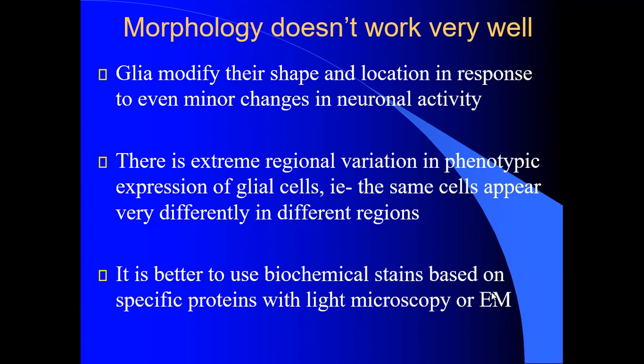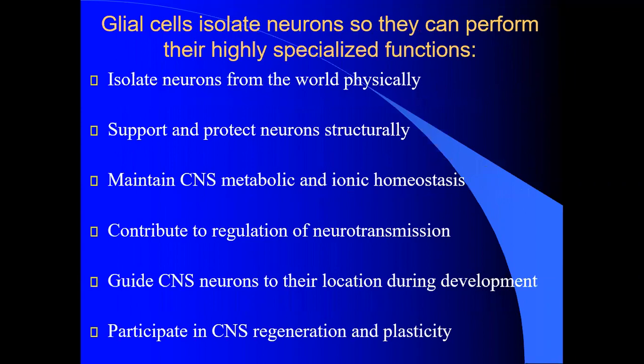For EM, the nuclei look a little bit different, but there's nothing really reliable. I'm going to show you pictures of what the standard classic is, but they are quite variable. And so staining is important for glia. It is the case, so Virchow was certainly onto something, and it is the case that glial cells isolate the neurons so the neurons can perform their highly specialized function of information transfer.